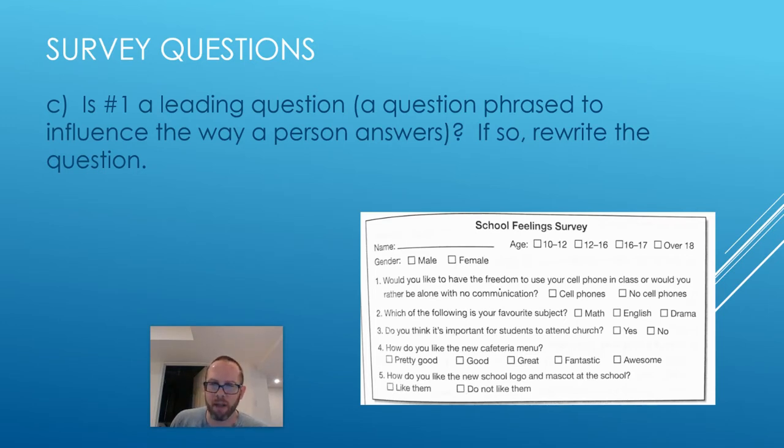Or would you rather be alone with no communication? Well, I don't want to be alone. That's really negative. So I hope you guys would agree that this question is very leading. I would say most people would be influenced to select yes, cell phones. It's clearly a biased question. If we were to fix this question, we might just say, do you think we should have cell phones in the classroom or not? Just ask the question, right? So yeah, leading questions are not good in surveys.